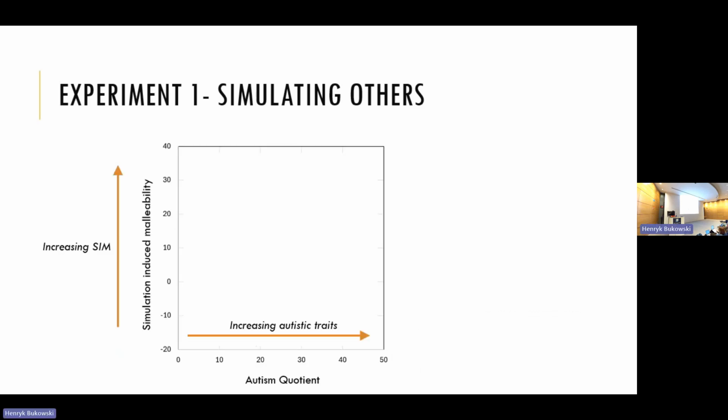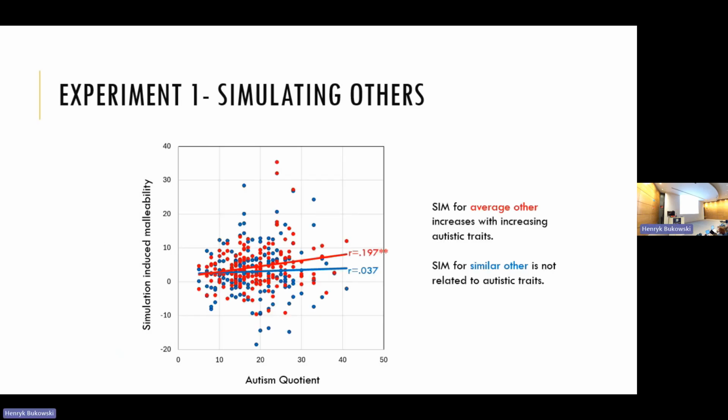So the next thing that we did was we wanted to see whether these simulation-induced effects differ according to number of autistic traits. So to do that, we calculated the simulation-induced malleability by looking at that difference score, and we correlated that with individuals' autism quotient scores. So what you can see is that for the average other person, but not the similar other person, we had a significant correlation, so that the simulation-induced malleability increased for that average other as autistic traits increased. But as I say, there was no difference in the similar other. So that would suggest that people with an increasing number of autistic traits are more likely to experience simulation-induced malleability, so greater change to the self after having simulated other people.